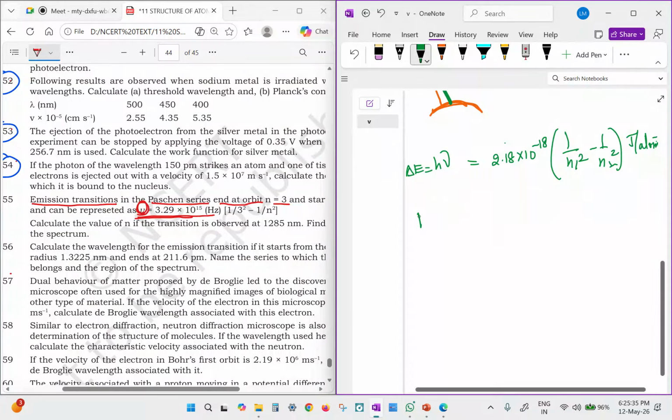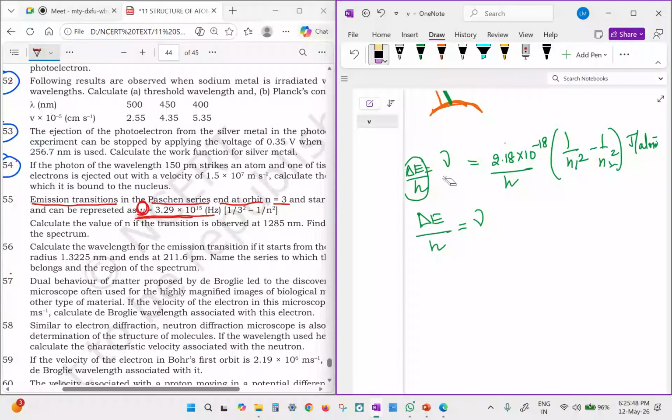Yes, ma'am. So if you take the del E and divide it by h, will you not be left out? So can we divide the whole thing by h and call this quantity del E by h to be the frequency? Yes, ma'am. So 2.18 into 10 to the power minus 18 by h will also be the frequency. And that value is 3.29 into 10 to the power 15.